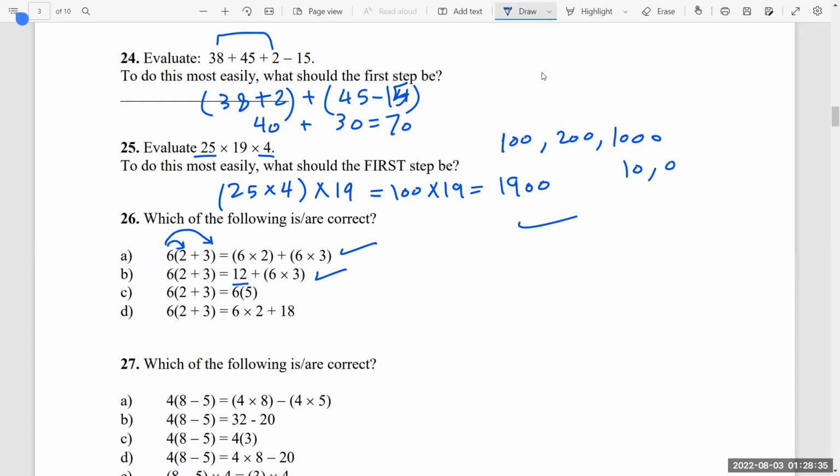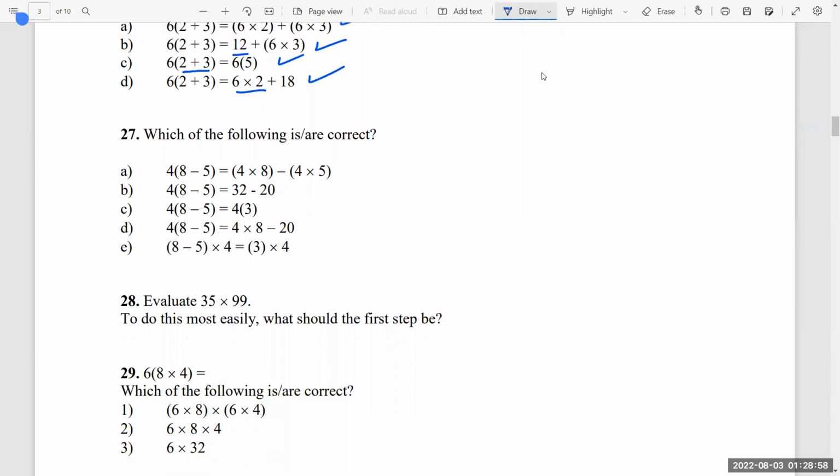Here he applied BODMAS. He goes inside the bracket and then adds 2 and 3 first. Oh, it's okay. This one, 6 times 2 plus 18. 6 times 2 is written, and then 6 times 3. Yeah, all is correct. This is all correct. Number 26. Okay. 27. Which of the following is correct?